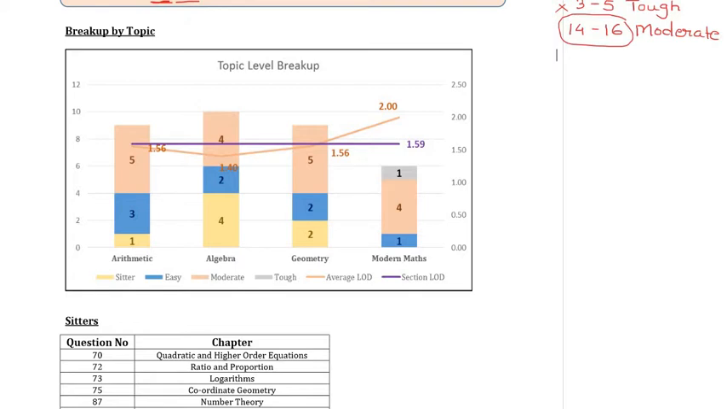Let's have a look at this mock first. As we said, the average difficulty of this section was close to 1.6. Now, when I look at the average difficulty of questions from these 4 parts, a very clear trend emerges that arithmetic and geometry were more or less at par with the section. On the other hand, algebra was the simplest.